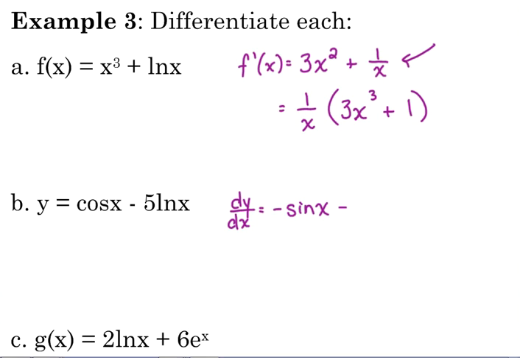And then again, we've got that scalar multiple of 5. It just stays there. So the derivative of the natural log of x is 1 over x. So if you put those together, it would be 5 over x.